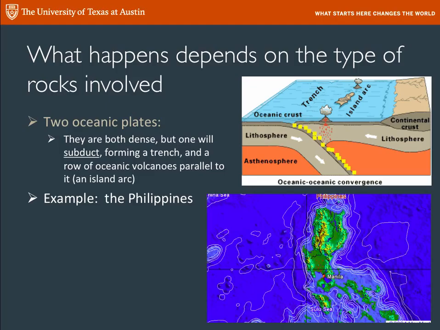And the volcanoes form islands and are sometimes called island arc volcanoes. The Philippines is an example of an island arc volcanic chain of islands formed by subduction of one oceanic plate underneath another.